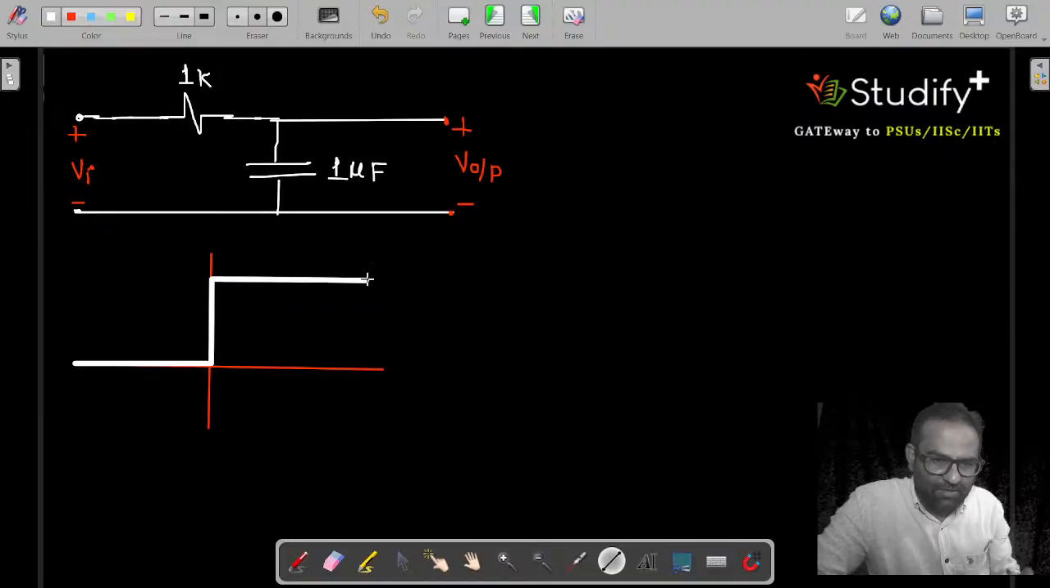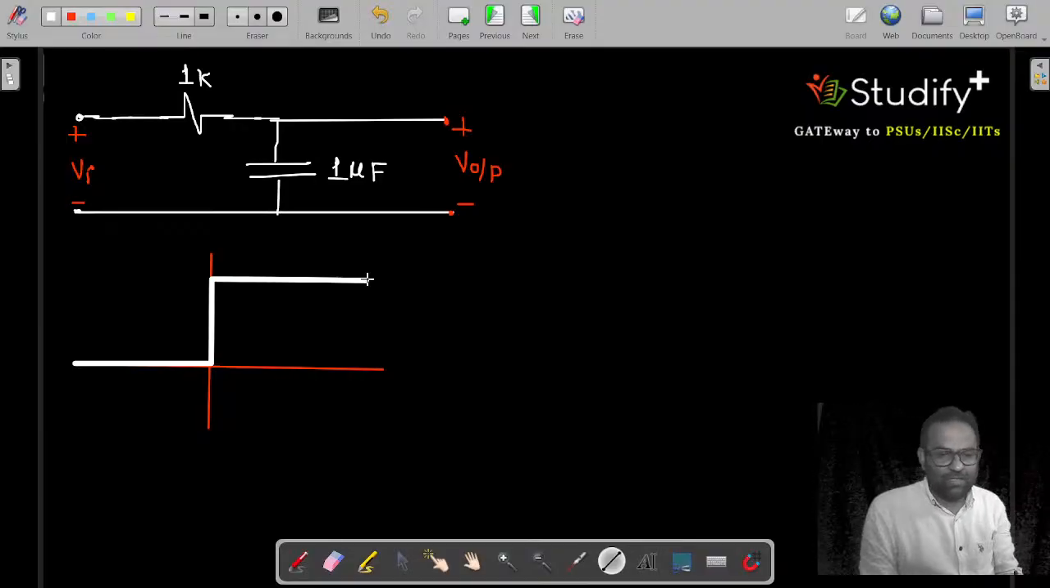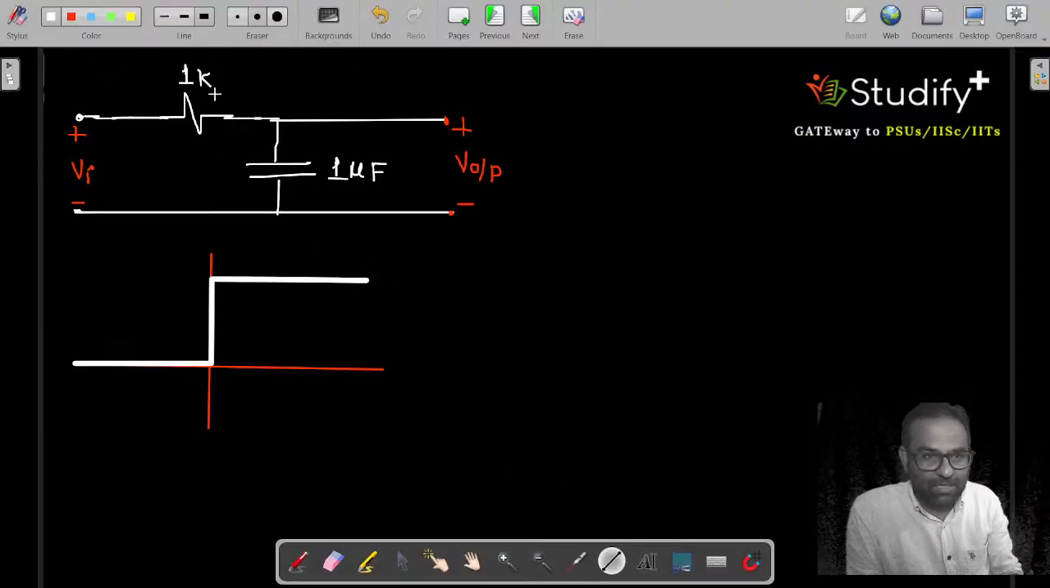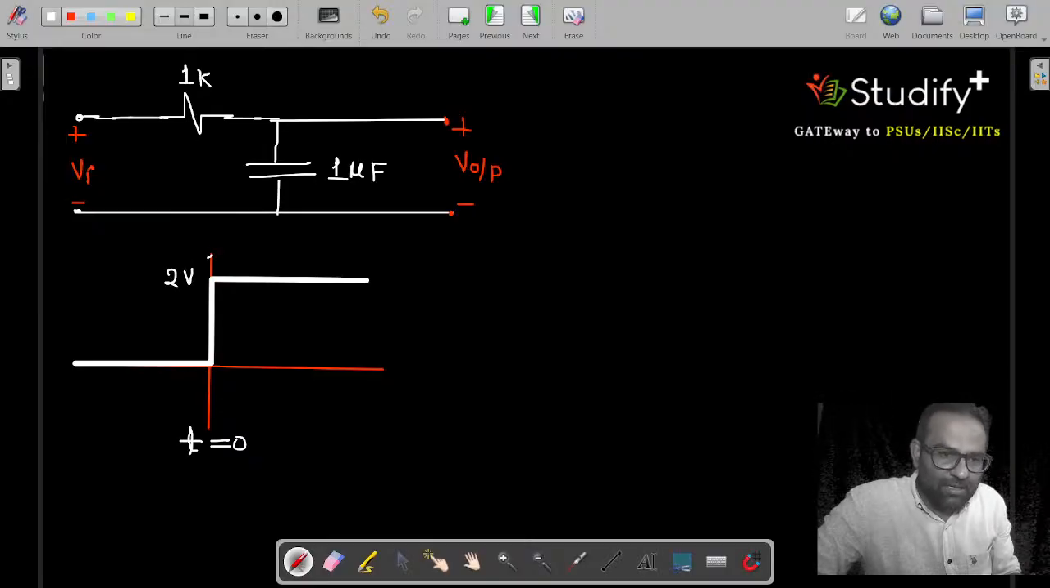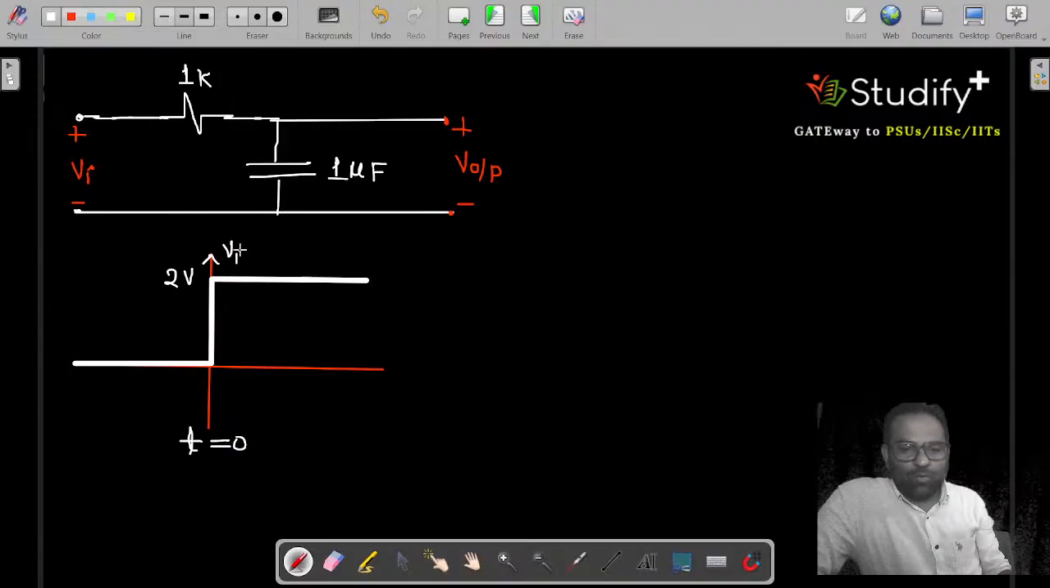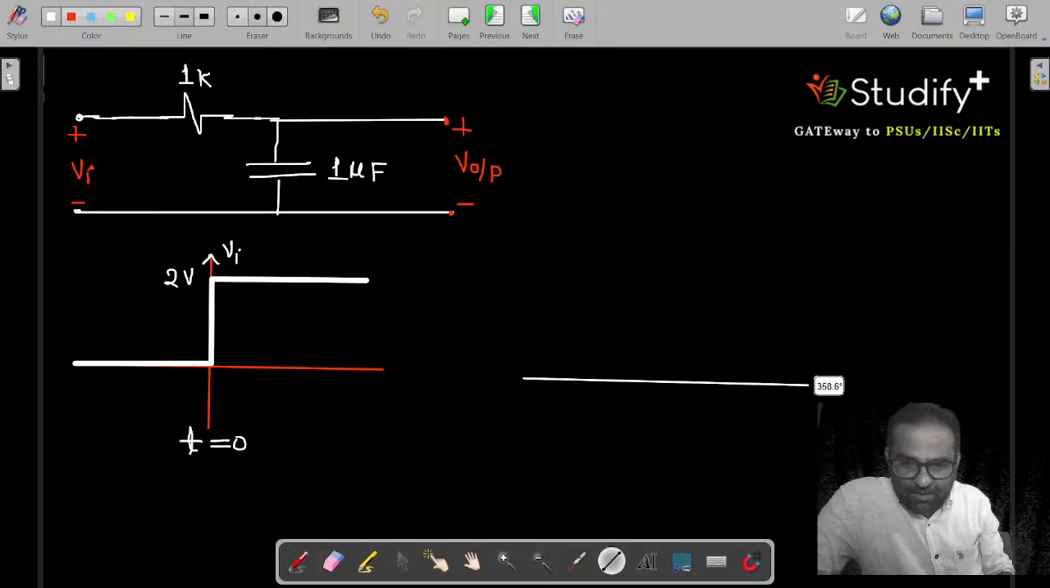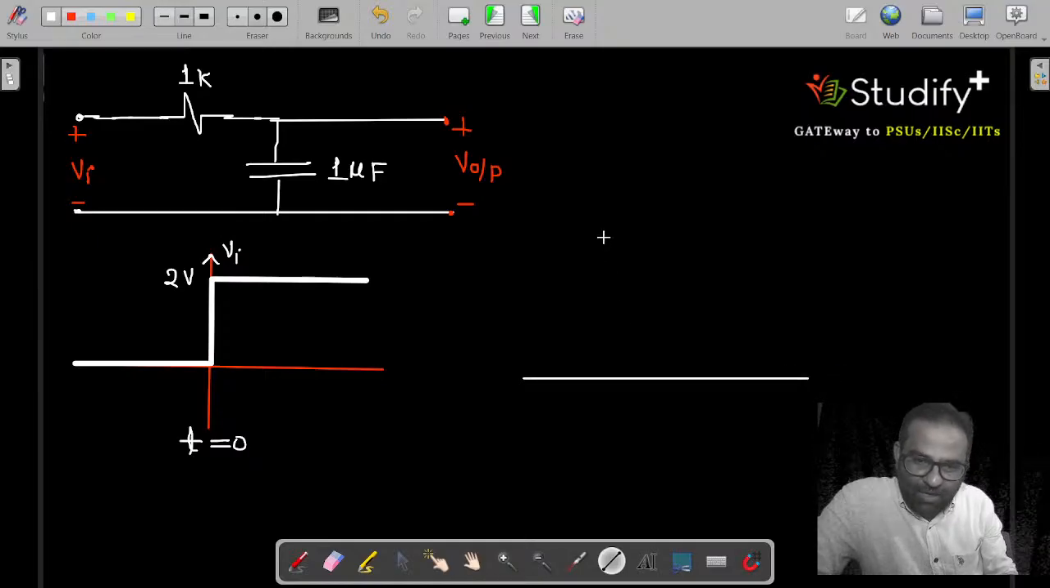Step signal is whenever we want to present abrupt change with discontinuity, unit step is there. So at t equal to 0, we are going from 0 volt to 2 volt. This is the amount of voltage I am applying at input. This signal is my Vi input signal. Now suppose we want to analyze the output. In comparison to previous case, the output is different now.